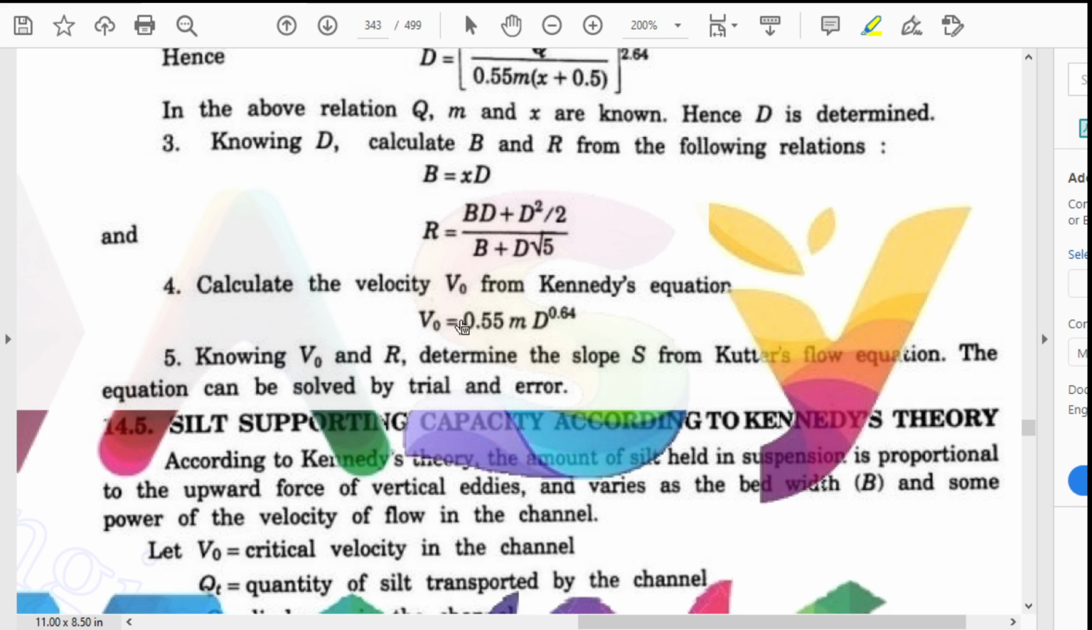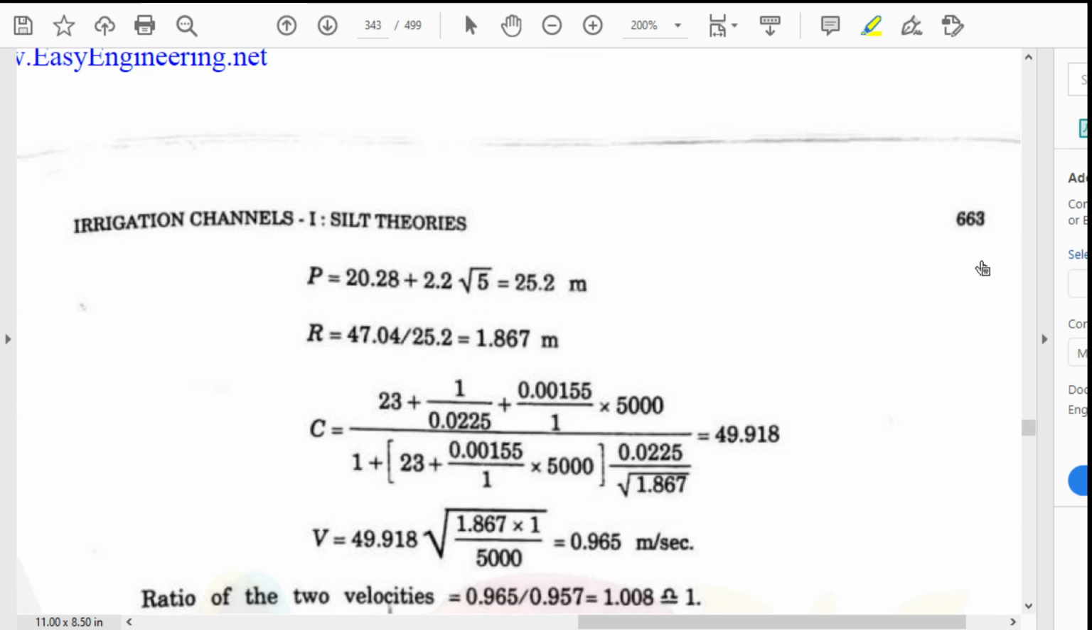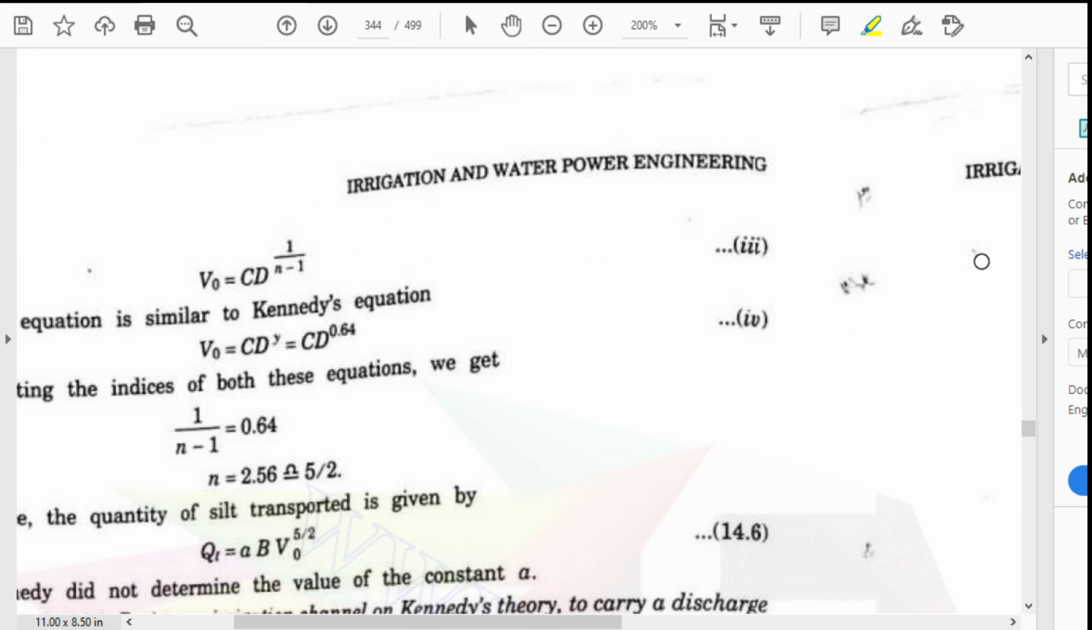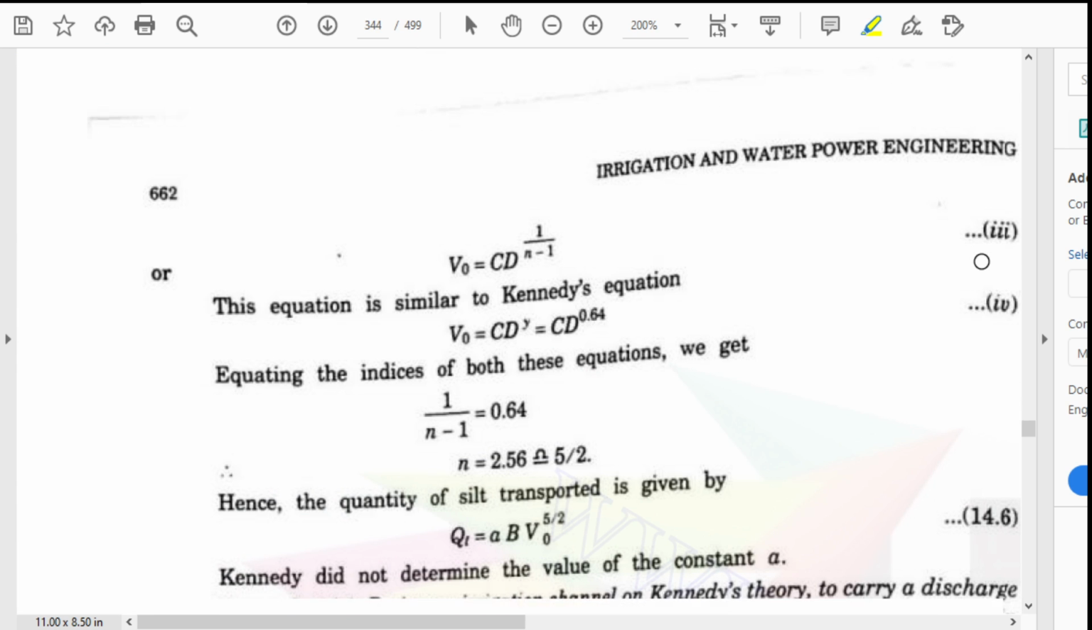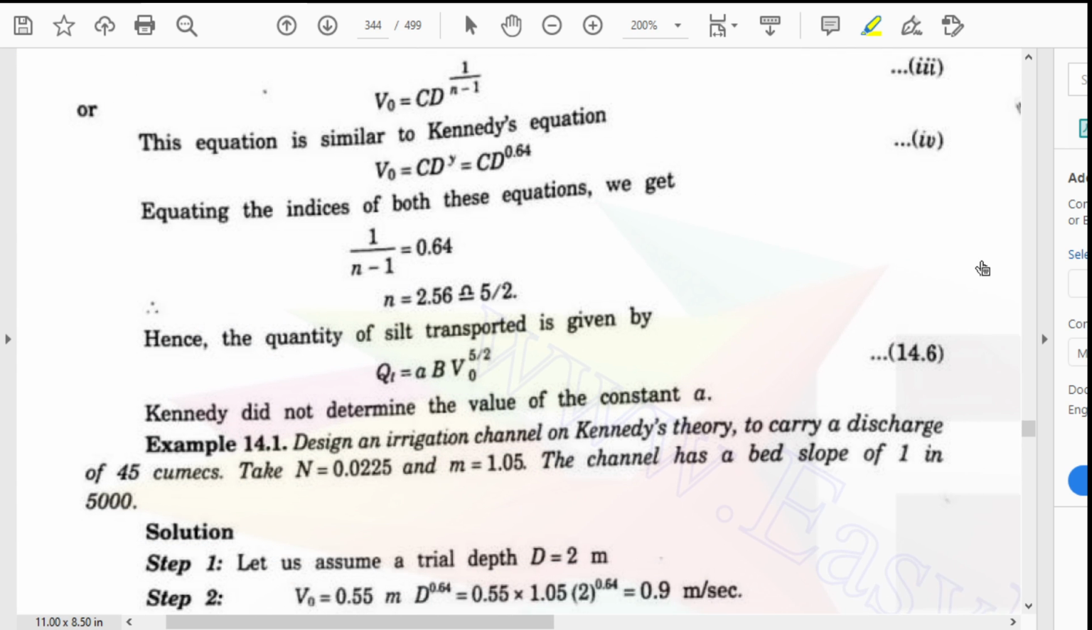V naught equals 0.55 m D raised to 0.64. This equation can be solved by trial and error. Here we don't need to assume lots of values for x or D, but this equation we have to solve on a trial and error basis. You will easily understand by problems, so we will move further to the numericals.